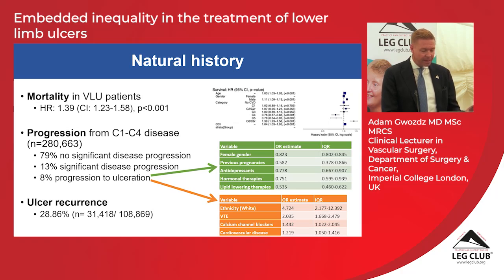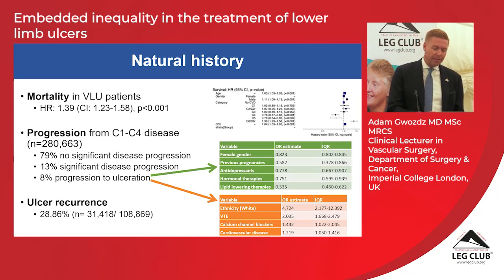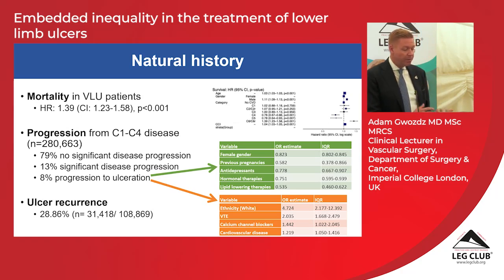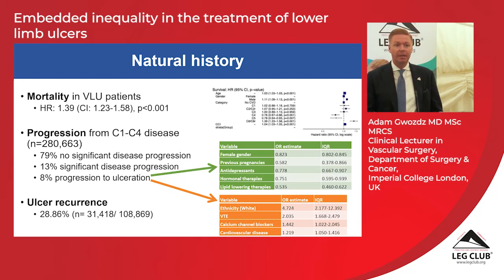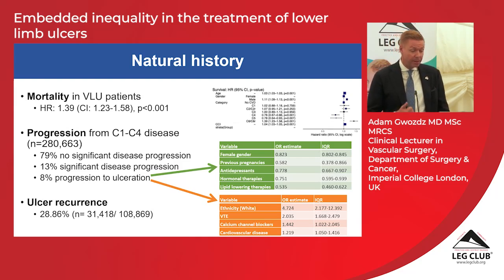But from that data, we're able to do some investigation to see what variables reduce the likelihood of progression or what increased it. So the green table represents factors that reduce the likelihood of progression. So these are things like being female, having previous pregnancies, antidepressants, hormonal therapies, and lipid-lowering therapies. So there's some confounding in there.